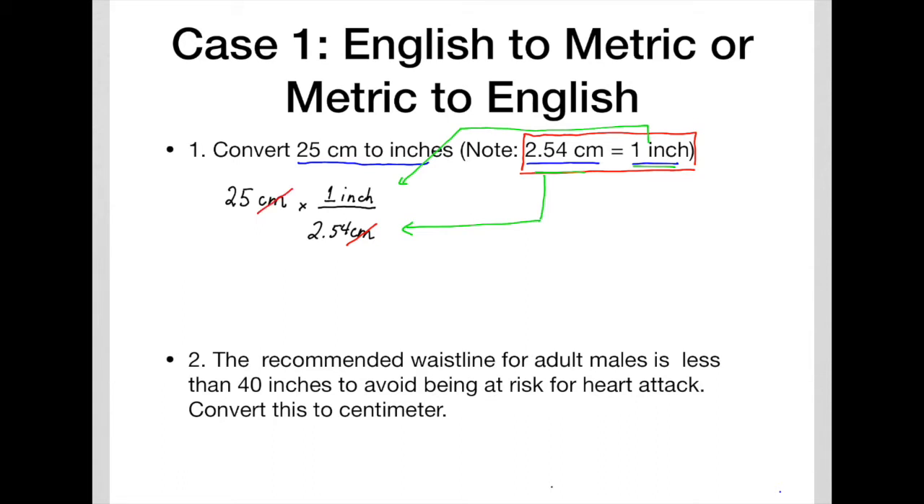Therefore, what is now my operation? I will press in my calculator this equation: 25 divided by 2.54, and that will be equal to 0.04. Therefore, my answer now is 0.04 inch.